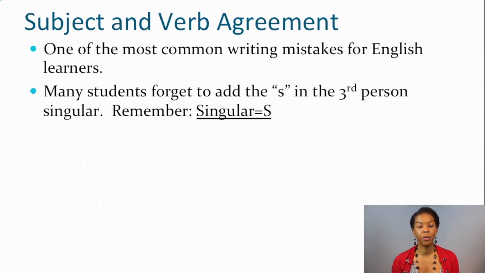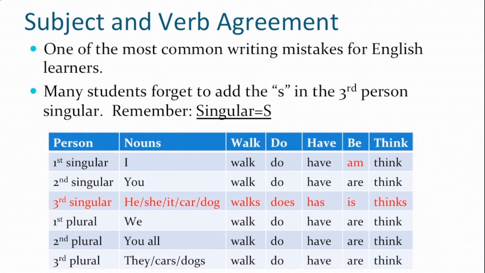So for example, if we look at this chart here, you can see that in the present tense, most verbs change in the third-person singular form and add an S at the end of the verb. So a lot of people forget to make that change, and it makes a lot of errors in their writing.